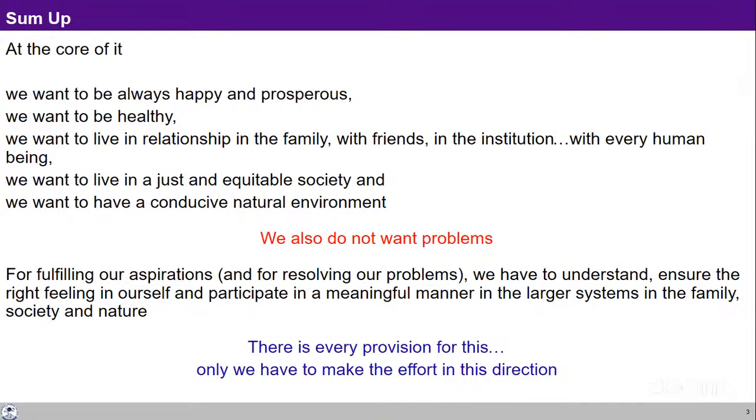4 levels in the sense starting from individual level, family level, society, and nature. We do not want problems. For fulfilling our aspirations and resolving our problems, what do we need to do? We have to understand, ensure the right feeling in ourselves, and participate in a meaningful manner in the larger systems, in the family, society, and nature.